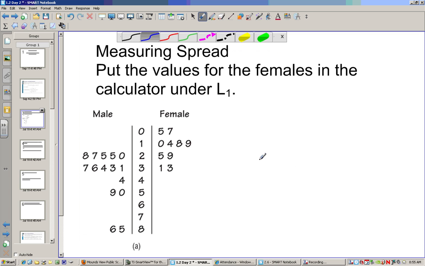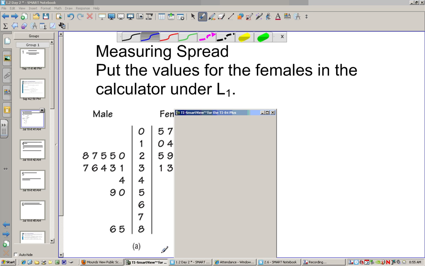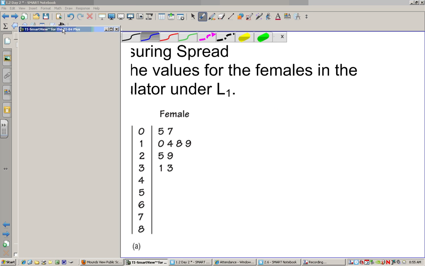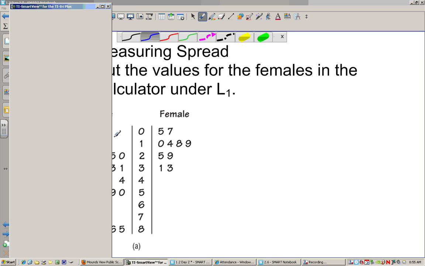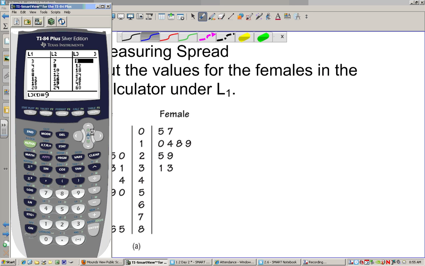Now let's try to do this. Let's put these values into our calculator under L1 for the females. It's going to take a second for my trusty calculator to pop up. All right. Now I'm going to go over to L1 once my trusty calculator starts working. All right. I'm going to clear this data set out.